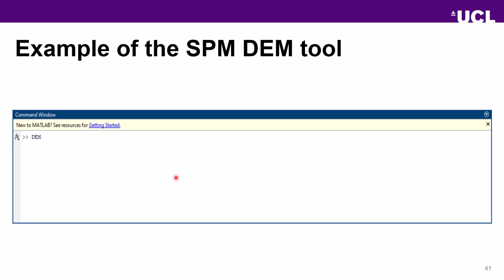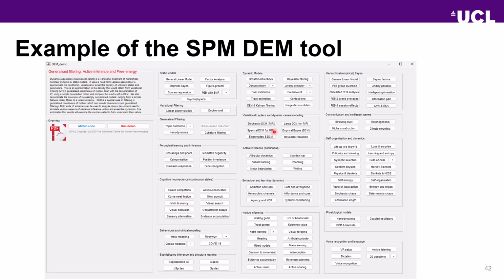If you go to your MATLAB and you've installed the SPM toolbox, you can type in DEM here. You may need to type in SPM fMRI or SPM EEG to initialize SPM, but you may already do it. It varies from person to person, it seems. But you can type in DEM. After you type DEM, this box will pop up.